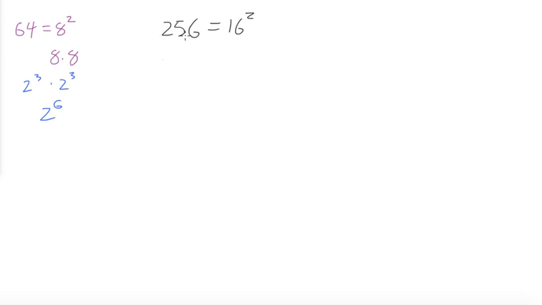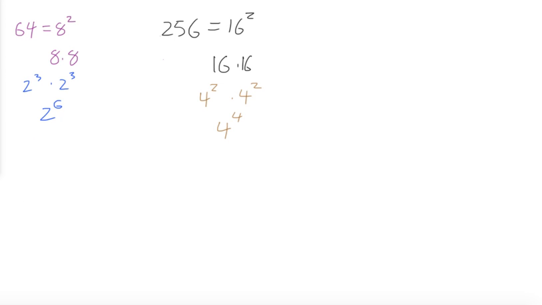Now if I said write 256 as a power of 4, well, 16 squared is 16 times 16, and 16 is 4 squared. So 4 squared times 4 squared, which is 4 to the 4th. So 256 could be written as a power of 4, and it would be 4 to the 4th power.